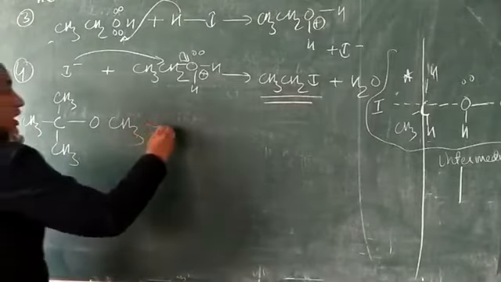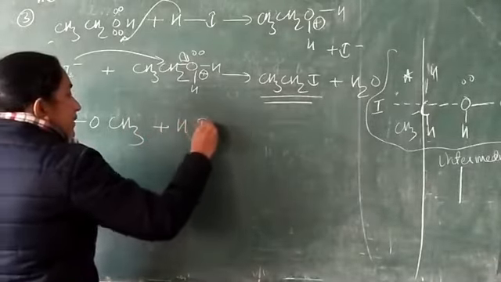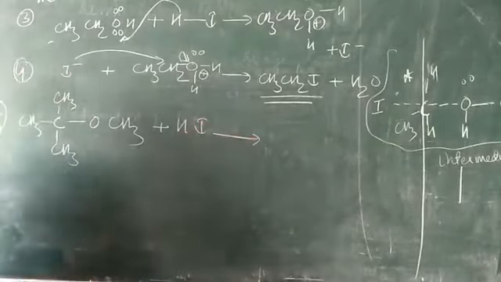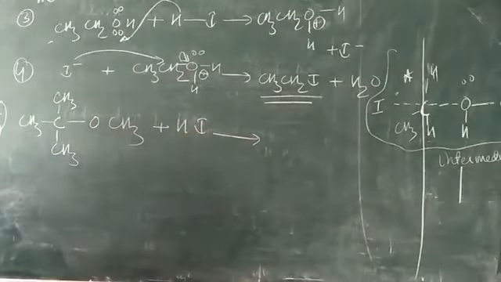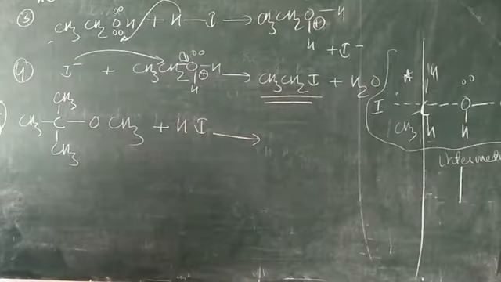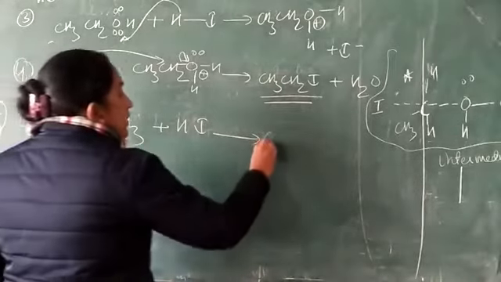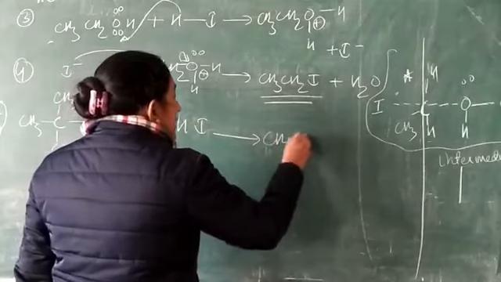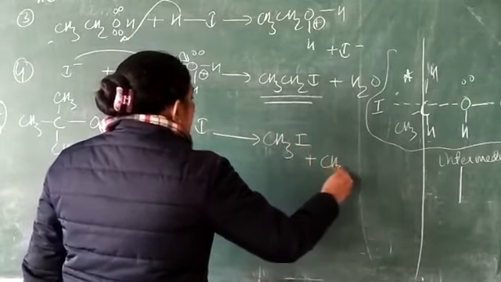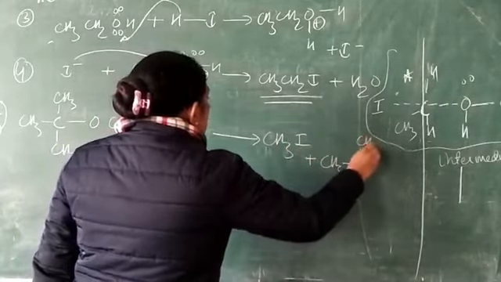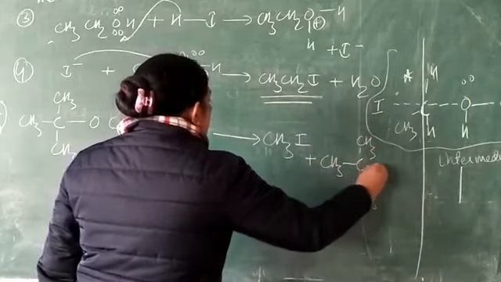Now if HI will react with it, student, tell me which alkyl halide will be formed here. Here students, we will get an alkyl halide and an alcohol, right? So which one is it going to be? Student, it will be CH3I plus, and the tertiary part will form the alcohol, right?